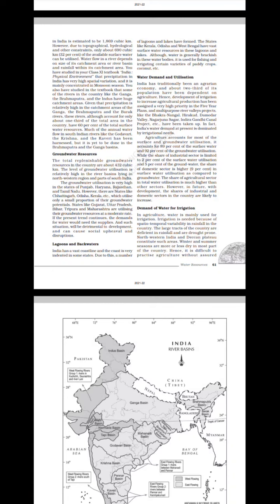Water demand and utilization. India has traditionally been an agrarian economy and about two-thirds of its population have been dependent on agriculture. Hence, development of irrigation to increase agriculture production has been assigned a very high priority in the 5-year plans and multi-purpose river valleys projects like the Bakra, Nangal, Hirakud, Damodar Valley, Nagarjun Sagar, Indira Gandhi Canal Project, etc., have been taken up.